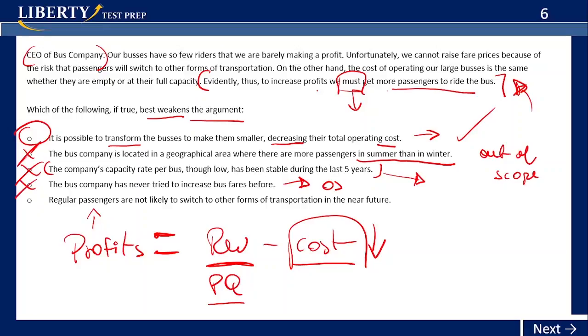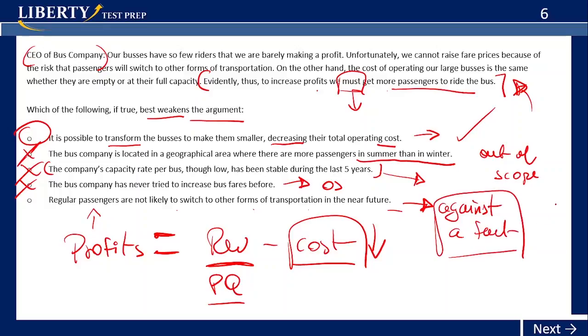So this one's out. Letter D, regular passengers are not likely to switch to other forms of transportation in the near future. Okay, they are not likely to switch. But that one goes against the premise, and that's not good. We mentioned that, right, against a fact. Facts are facts. We cannot contradict facts. One of the facts tells us we cannot raise fare prices. Okay, so that's it. They can't raise fare prices. There's nothing we can do about that.